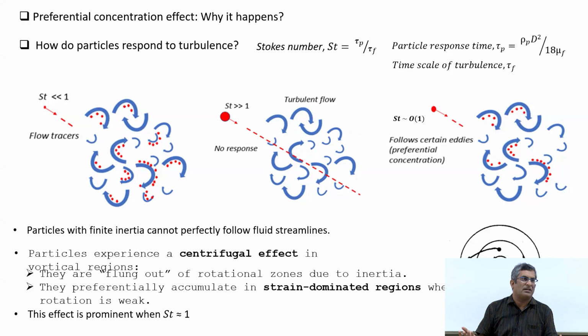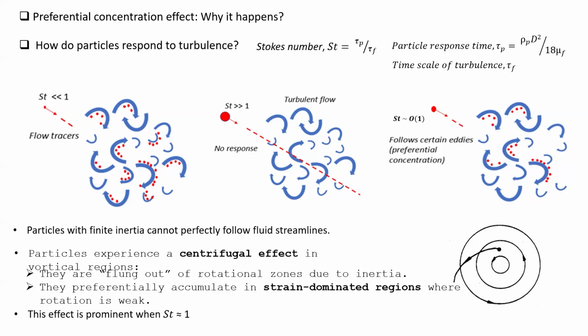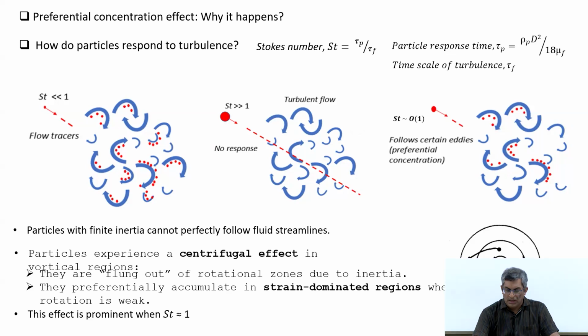So, no preferential effect. If the Stokes number is much larger than 1, here I consider the Stokes number based on, let us say, large scale eddies. If it is greater than 1 for large scale eddies, then obviously it will be even greater for smaller eddies. So, in this case, there is no response of the particle to the turbulent flow fluctuations. It just moves like a ballistic particle.